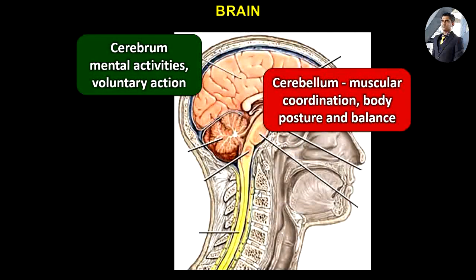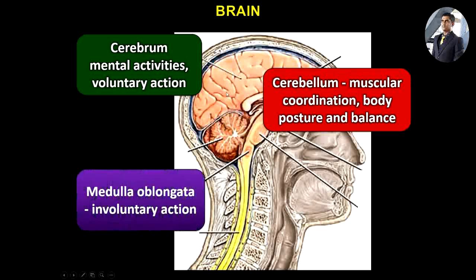The third component of the brain after cerebrum and cerebellum is medulla oblongata, which is located in this region. If cerebrum controls all voluntary action, medulla oblongata controls all involuntary action. Involuntary actions are actions that cannot be controlled by the body consciously.